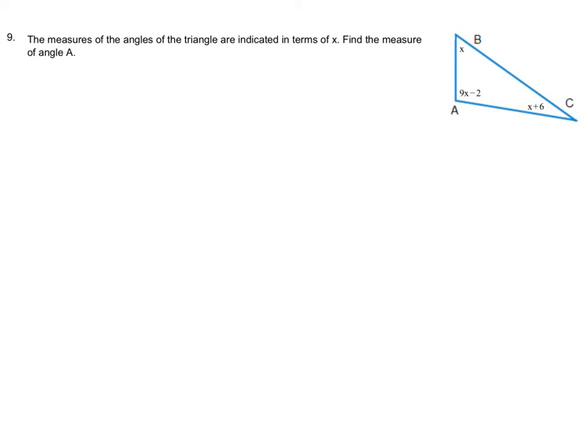Polygons Part 2. The measures of the angles of the triangle are indicated in terms of x. Find the measure of angle A. We need to recall that the sum of all angles within a triangle is 180 degrees. That means if we added angle A, B, and C together, we would get 180 degrees.